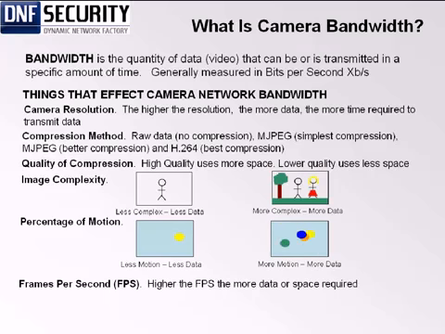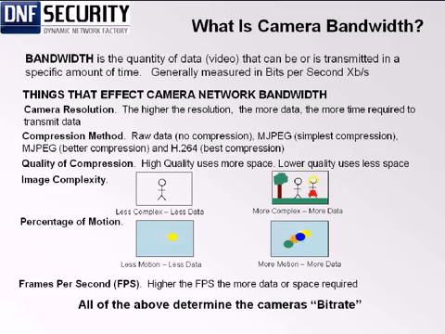Frames per second: how many frames are you transmitting in a second? The more frames, the more information you're obviously transmitting. All of the above, resolution, compression method, quality of compression, complexity, motion, and frames per second, determine a camera's bit rate. And in a lot of camera calculators, that's strictly the field that's used. You could mathematically take the bit rate and come up with how much capacity or how much data you're going to move to the NVR, and then subsequently the storage.